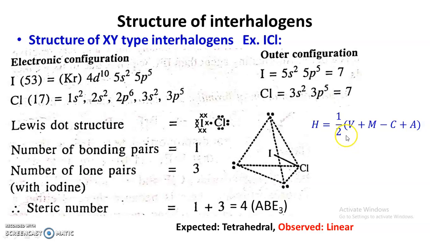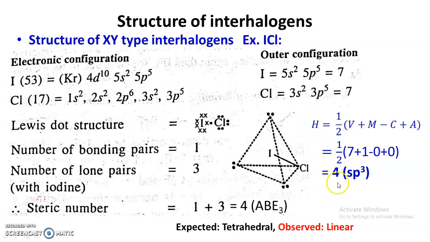An alternative method is H equals half of V plus M minus C plus A, where H is the number of hybrid orbitals, which is also analogous to the steric number. V is the valence shell electrons of the central atom, M is the number of monovalent atoms, C is the number of positive charges, and A is the number of negative charges. So here H is equal to half, the valence electrons of iodine is 7, chlorine is a monovalent atom attached to iodine, so it is 1. This is a chargeless molecule, there is no positive or negative charge, and therefore 0, 0. So 7 plus 1 is 8, divided by 2, that is 4.